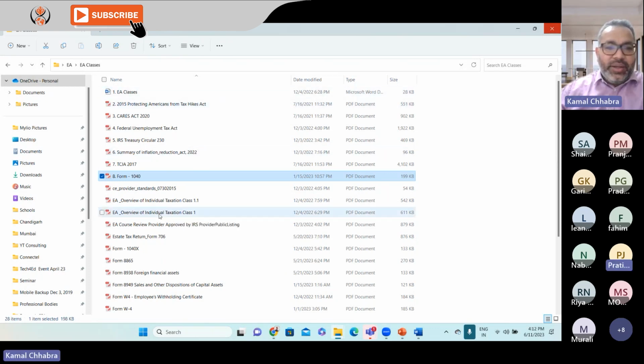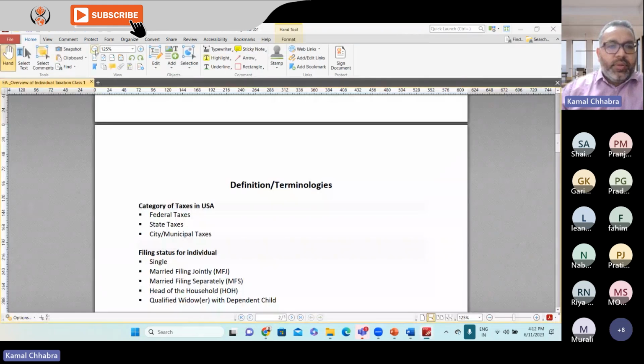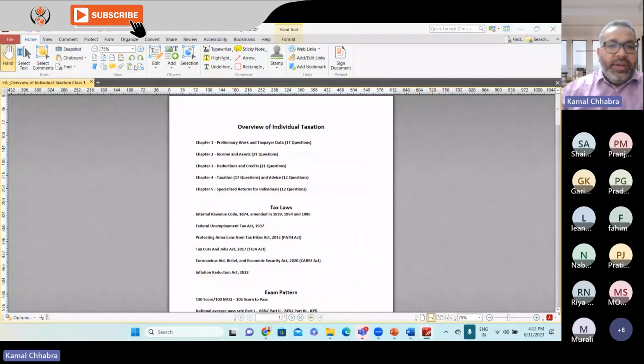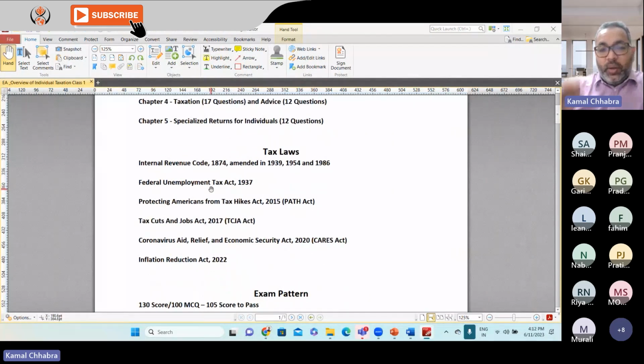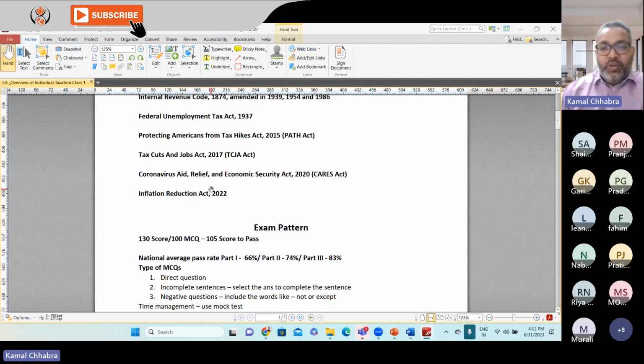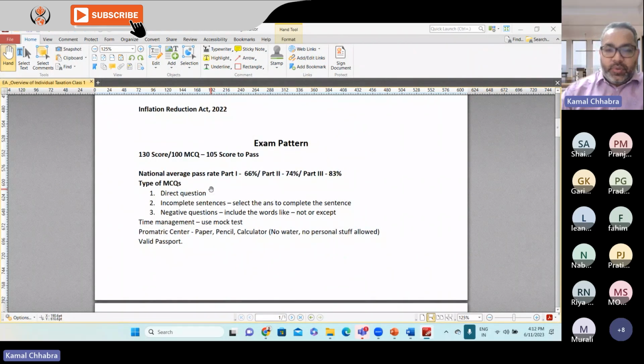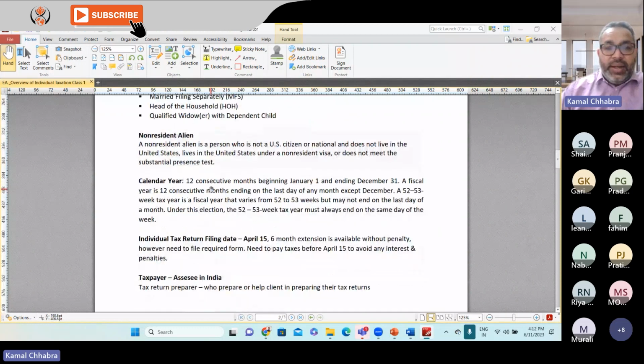And in addition to that, you'll get the notes also. Let me show you the individual taxation class notes. We'll take you through the overview, all 5 chapters, then walk you through all the tax laws applicable for the current year's taxation. Then we'll walk you through the tax exam pattern in detail, and then the individual definitions you need to understand before getting into the actual course. This is preliminary work before we start the actual classes.